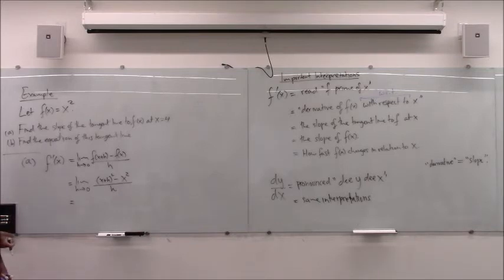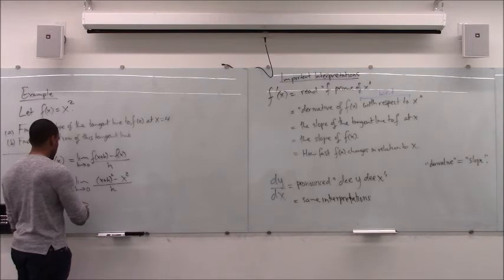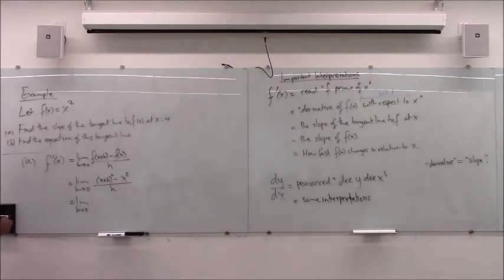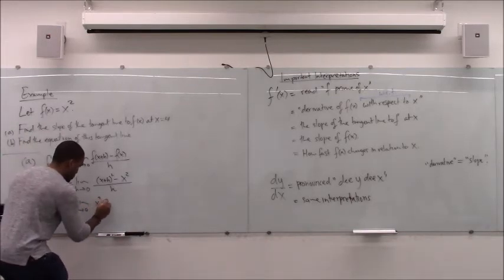Step 1, try to plug in. You can't plug in h equals 0 because you would divide by 0. Step 2, try to simplify. Can we simplify? What would you try to do here? What can we do? Let me simplify this. You can do x plus h times x plus h. What would you get? x squared plus 2xh plus h squared.